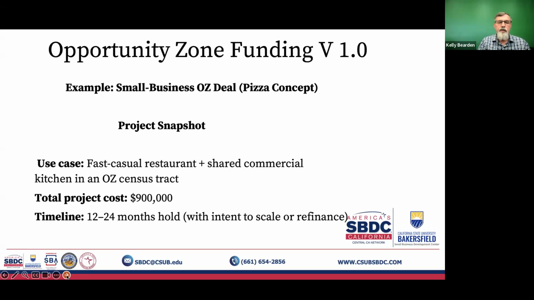Opportunity zones don't have to be real estate. It can be stock from the investor. So this project is a $900,000 project. The timeline, and I really like this because they gave themselves a lot of time to make this happen. A lot of these projects don't happen that quickly. It happened over a 12 to 24 month period with the intent to later scale or increase outlets or to refinance.